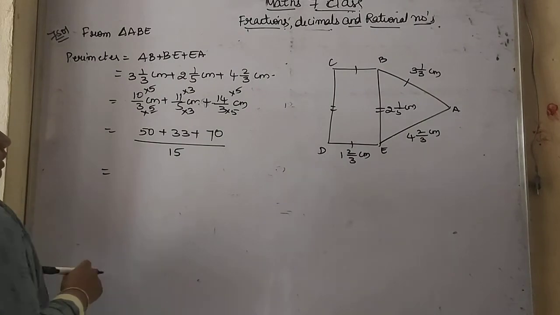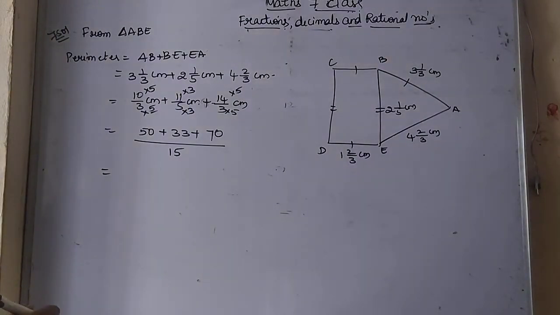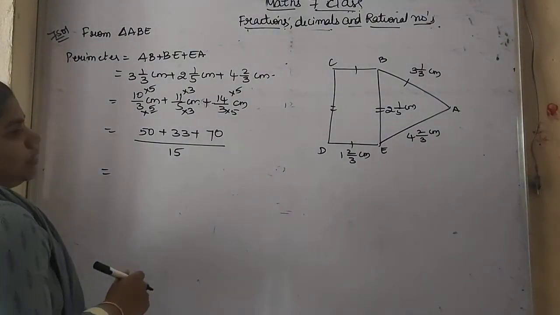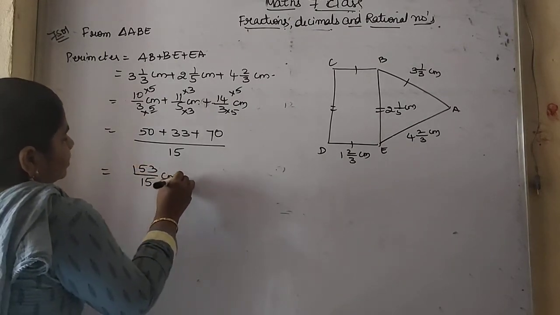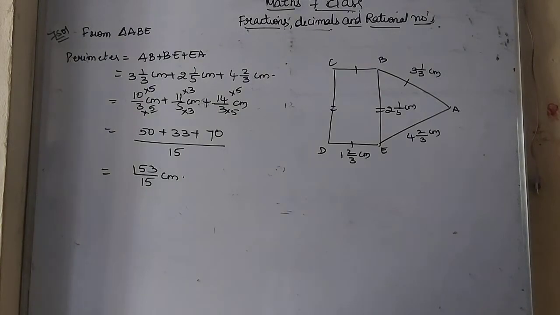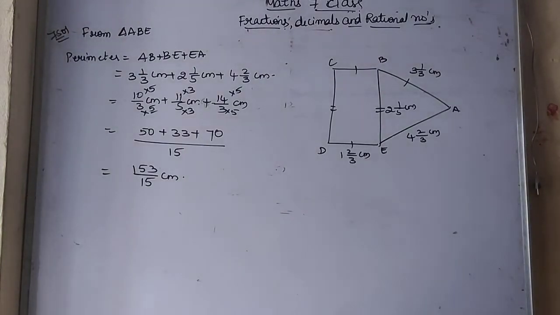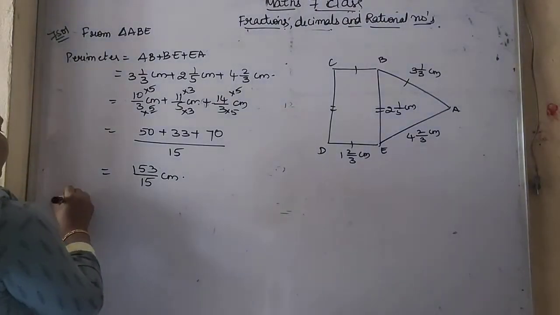50 plus 70 will be equal to 120. 120 plus 33 will be equal to 153. So 153/15 centimeters. So the perimeter of the triangle we got as 153/15 centimeters. Now we have to find the perimeter of a rectangle.